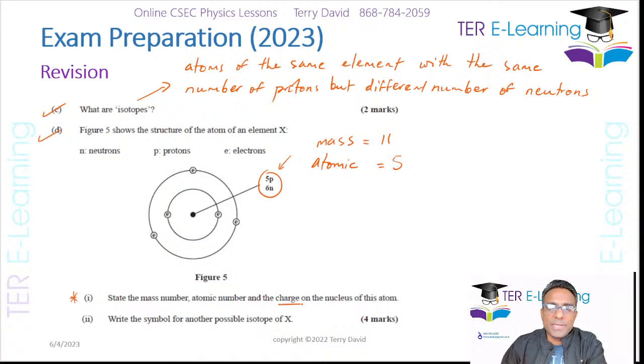The next thing they want here is the charge on the nucleus. What about that one? What's the charge on this nucleus here? Oh, the charge on the atom, sorry.